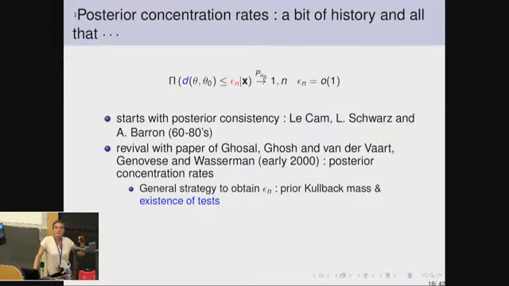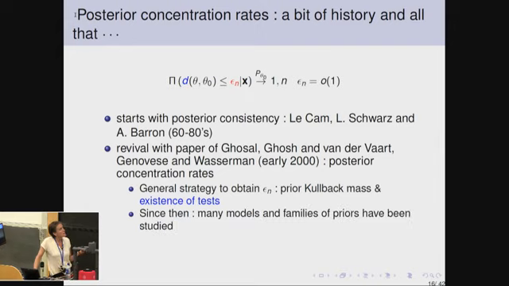The general strategy is to look at two different types of things. One is the prior mass of Kullback-Leibler neighborhoods, and the second is the existence of tests. The reason I've put the tests here in blue is not because it's specific, but because the existence of tests is linked strongly to the distance d that you're considering when you're looking at the ball. So this distance d cannot be anything if you want to apply the strategy of Ghosal, Ghosh, and van der Vaart. It only works with certain distances d, and I'm going to go back to it slightly later.